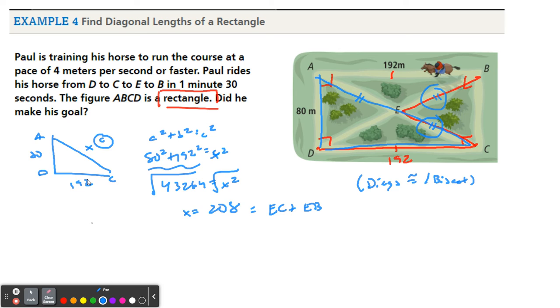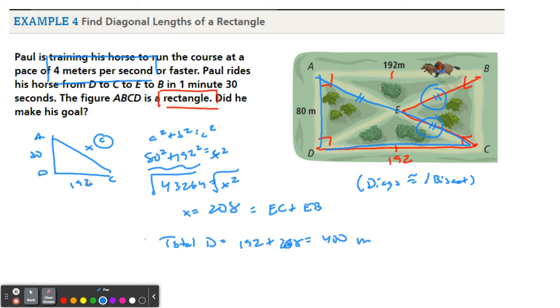Okay, so then what is my total path? So my total distance is, well, I started at D and went to C, 192, plus C to E and E to B is 208. 192 plus 208 is 400. I want a distance of 400 meters on this picture. I want to see if I'm at a pace of 4 meters per second or faster.